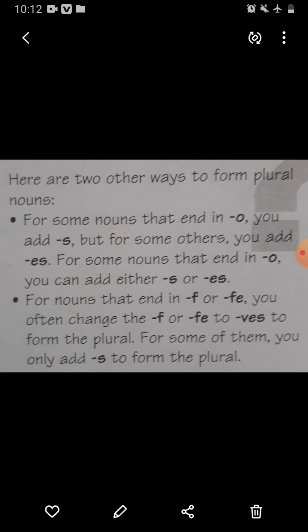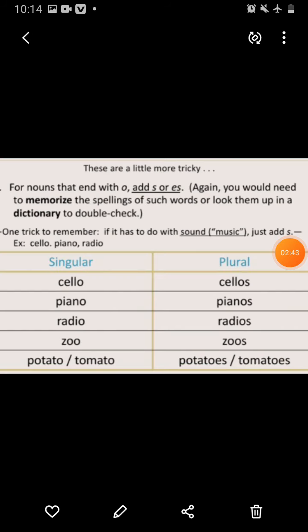For example, some nouns end in O and you add S with those nouns. And some nouns that end in O, you add S or ES with them. Again, you would need to memorize the spelling of such words or look them up in a dictionary to double check.